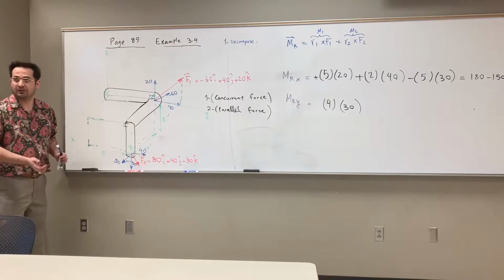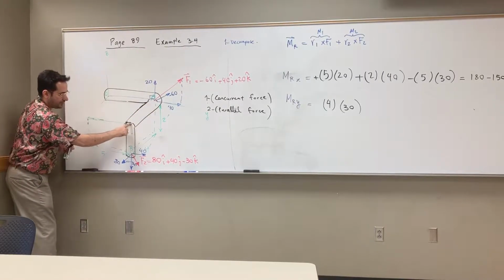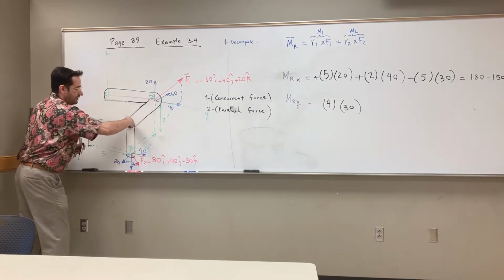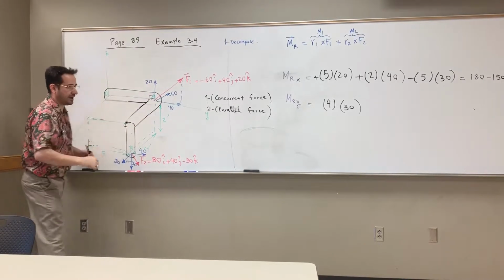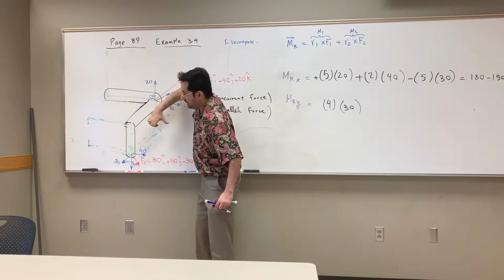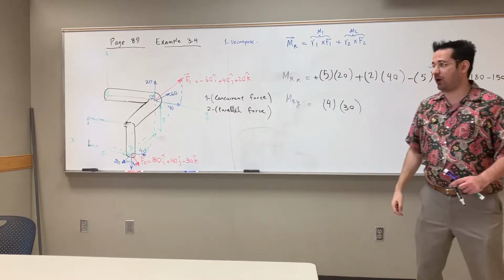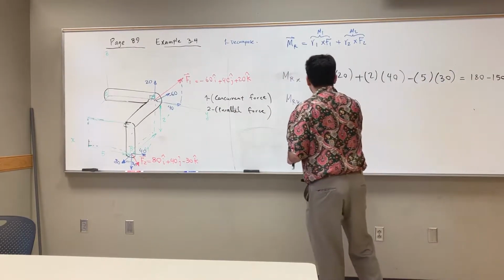So R is from the reference axis to the point that force is acting on. So R is this way. The force is going down, so if you take your right hand, R cross F. So your finger, your thumb would be positive Y. So it's positive.